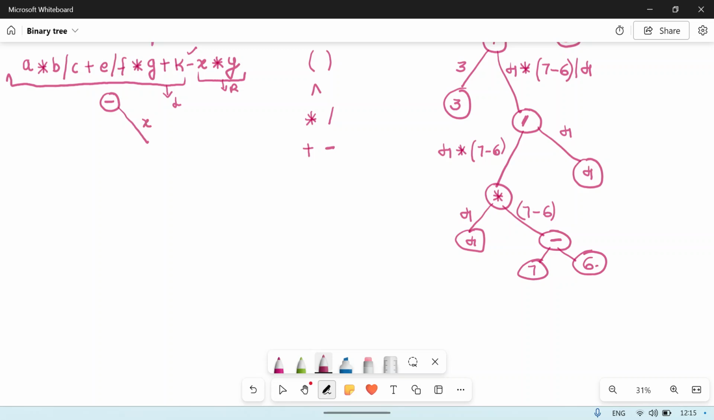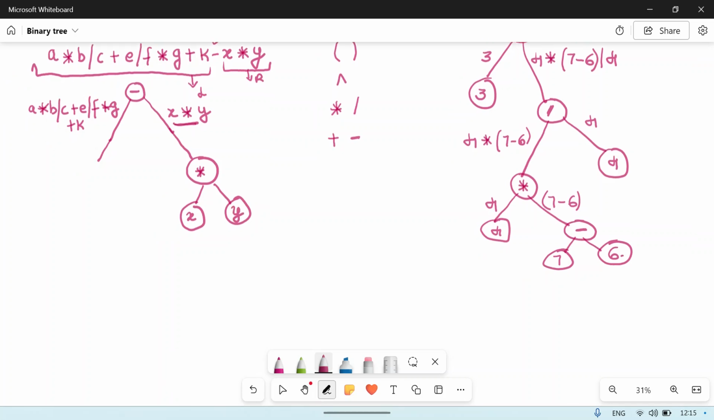So towards the right is X star Y, and towards the left I have this entire thing, A star B divided by C plus E divided by F star G plus K. And here you can solve this because there's only one operator, so star will come here, and then you will have X to the left and Y to the right. Okay, then you will try to find the next least one. Next least is plus.